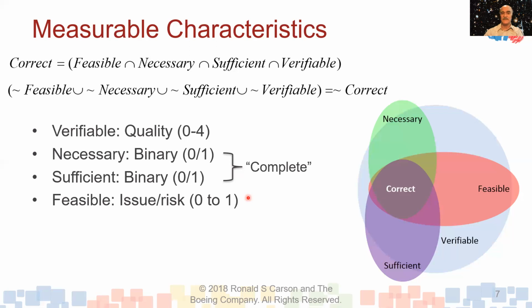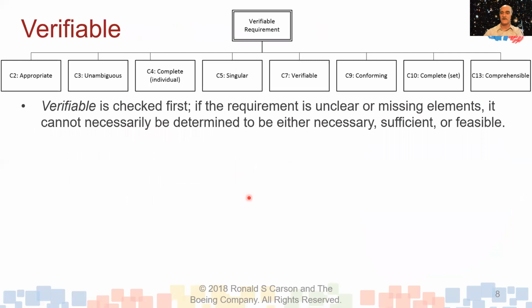So let me go into these in a little bit more detail, how we get there. Verifiability is checked first if the requirement is unclear or it's missing elements, because it cannot necessarily be determined to be either necessary, sufficient, or feasible. And we use the Boeing templates from our prior presentation.